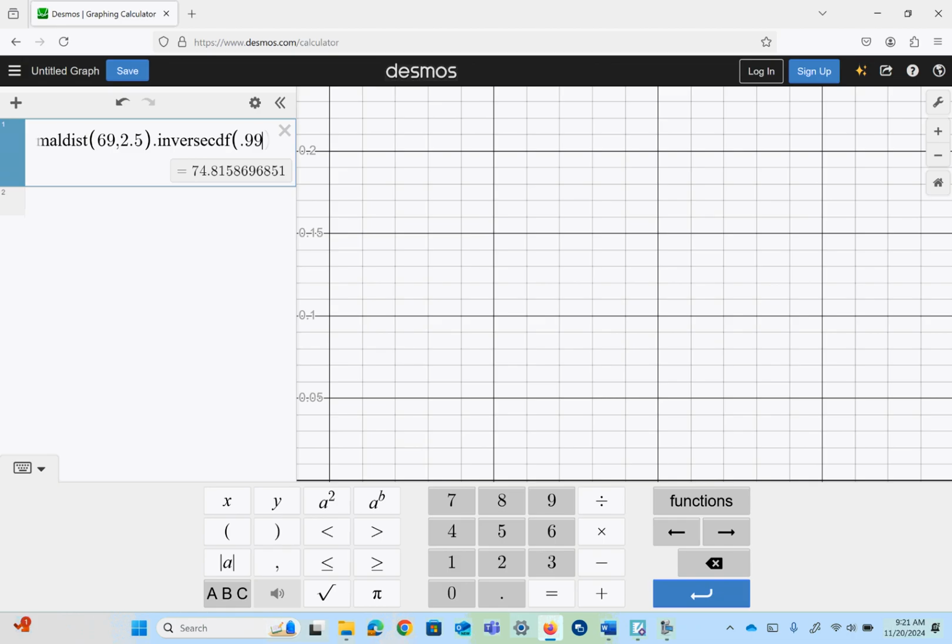Realize as soon as you put the period at the end, your normal distribution goes away. It's okay. It'll do the math for you. It's important to make sure you keep that period in there, and that should work out nicely for you.